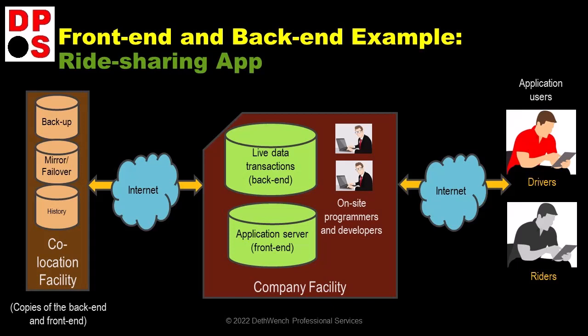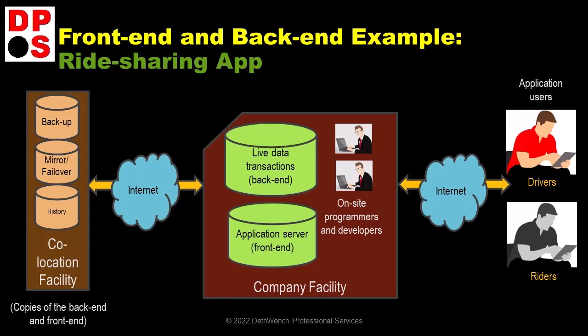As you can see, I'm imagining that they are accessing both the front and back end over the internet from the company facility. See the two big data stores in the facility? On the top, we have the live data transactions. This stores the customer data and the geographic data and all the cost data. But below that, we have the application server. That's where the front end is located. And the front end has its own data to deal with. Basically, images for buttons and values that it is passing through the app to make it work.